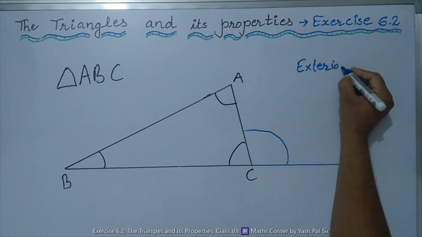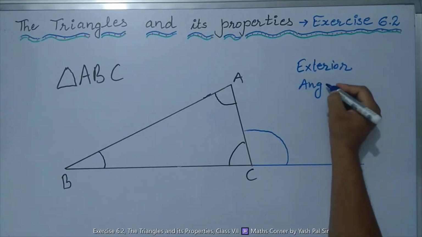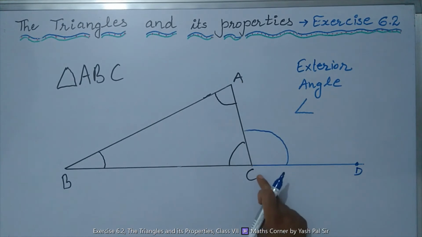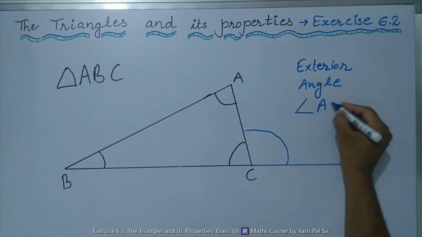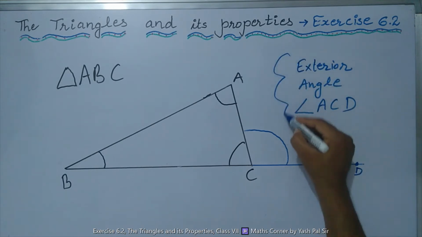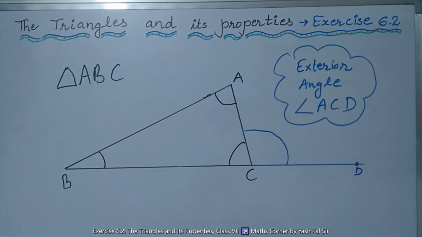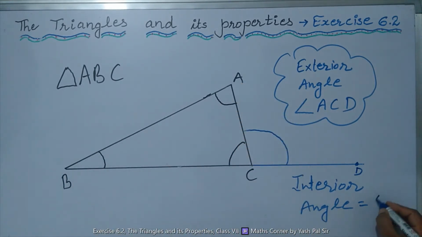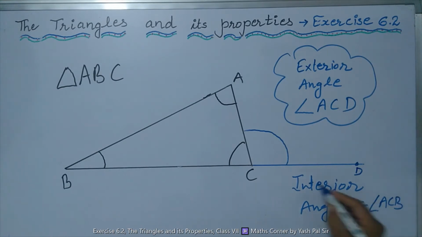Okay, now what is the name of this exterior angle? We write this as angle ACD. So this is called the exterior angle of the triangle ABC. So what is this C? What is the interior angle? Interior angle is equal to angle ACB.